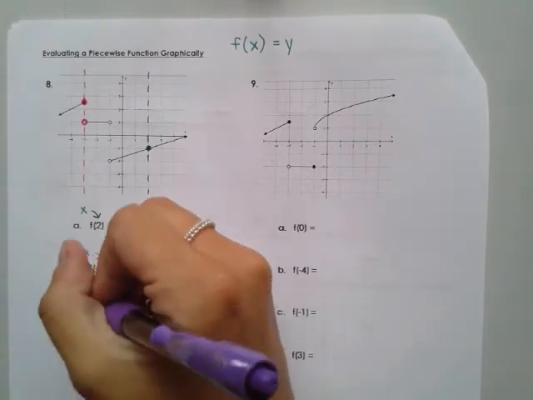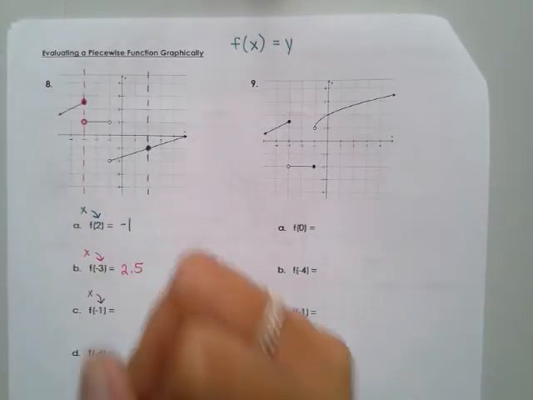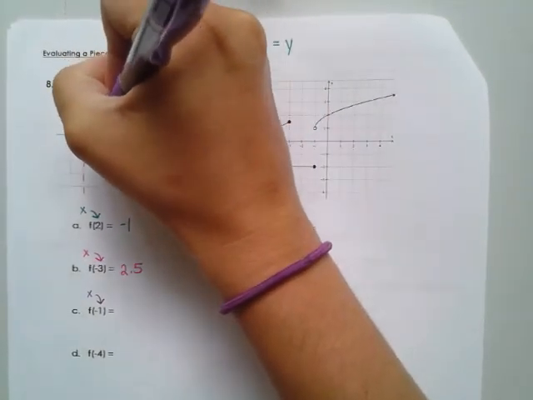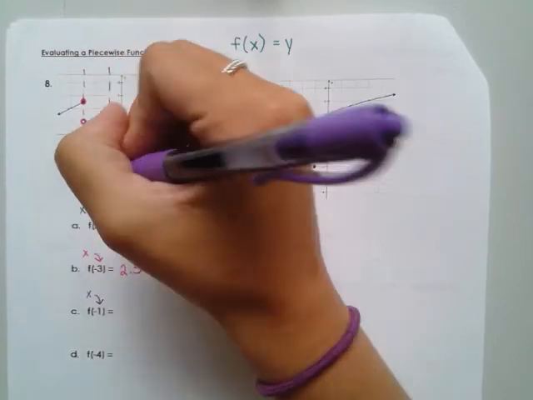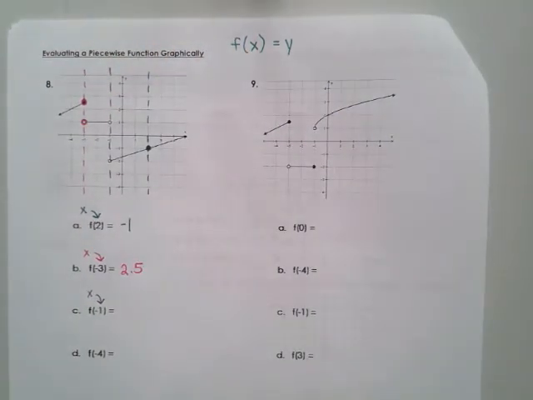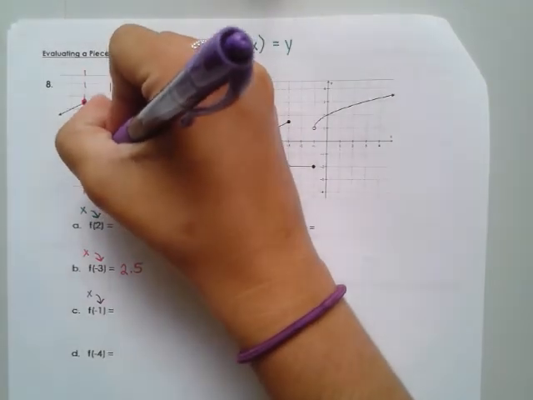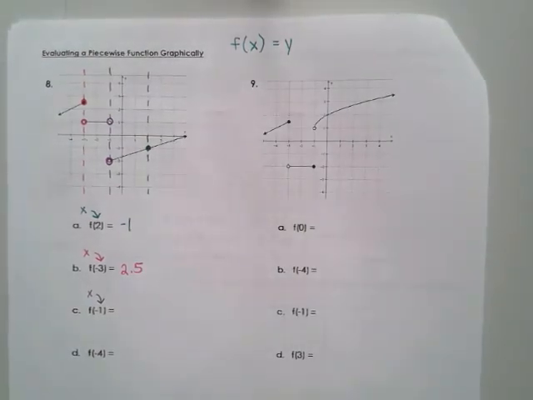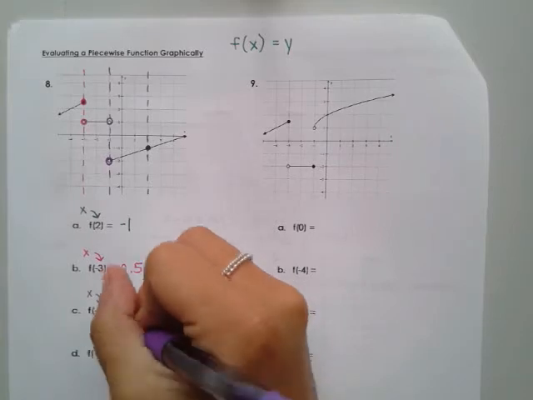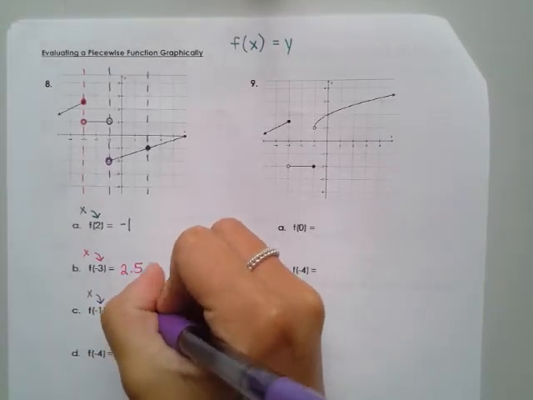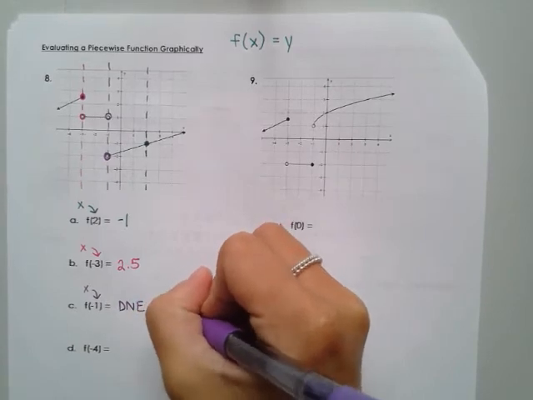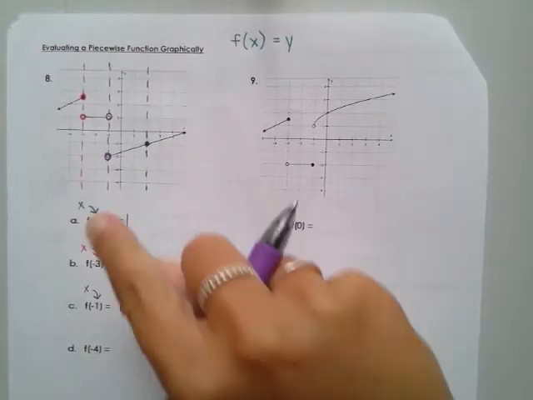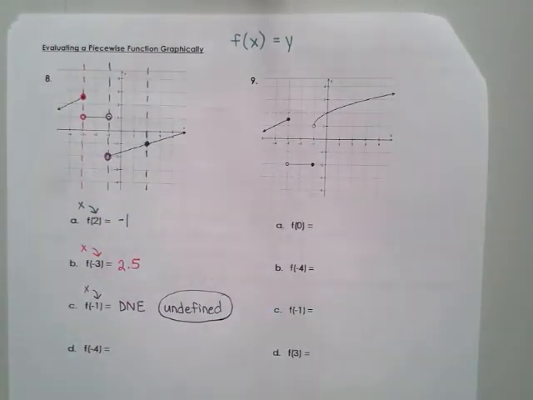Next, we're going to look at C. So our x value for C is -1. So I'm going to come right here where my -1 is and draw my little dotted line. And I notice that that dotted line cuts through 2 open points. There is not a closed point that this goes through, so f of -1 does not exist, or we could say undefined, because there is not a specific point where x equals -1.